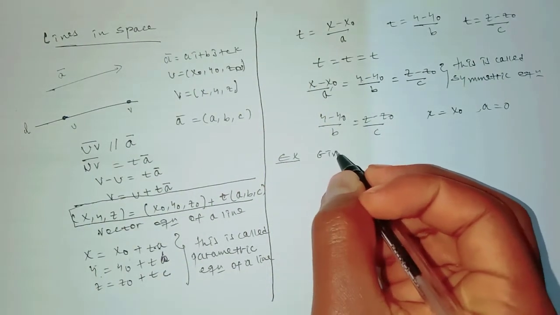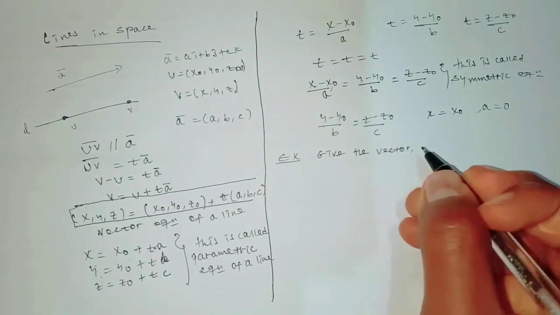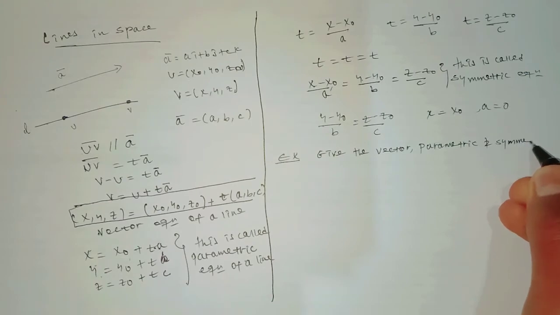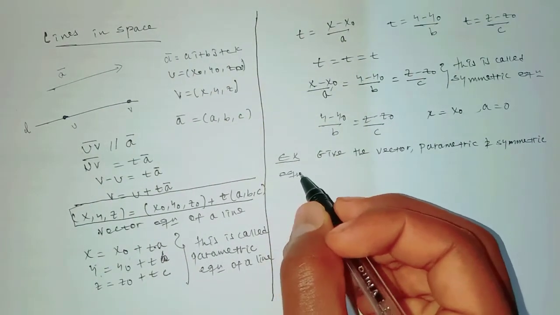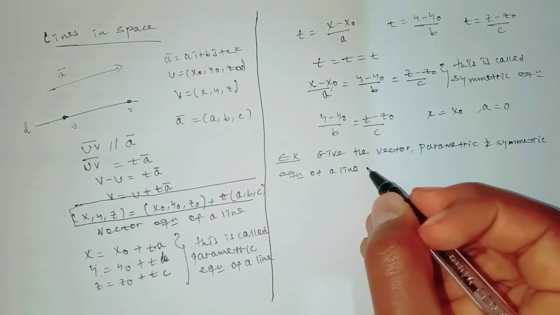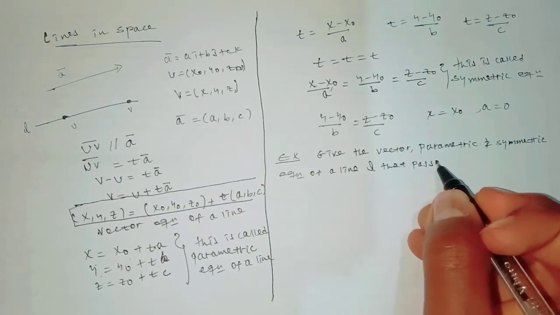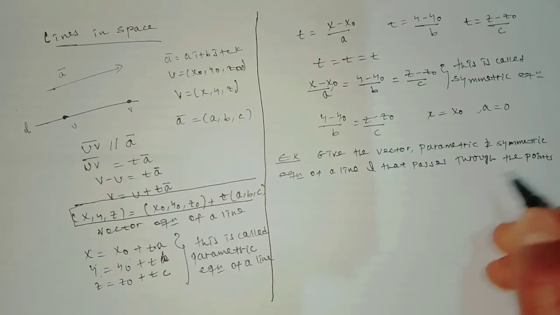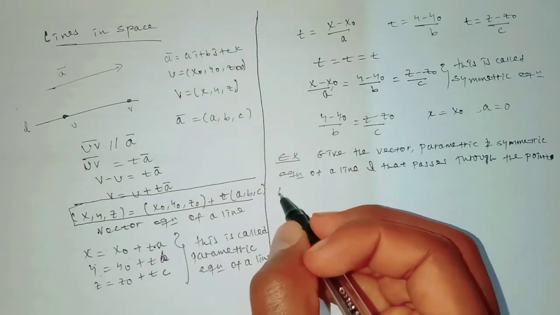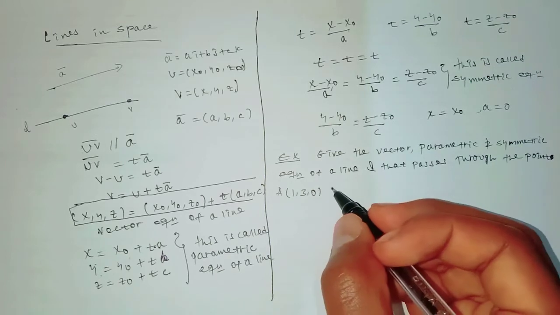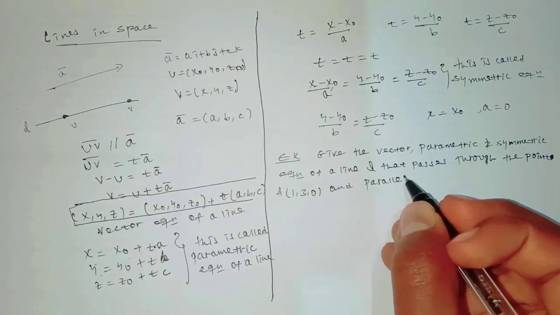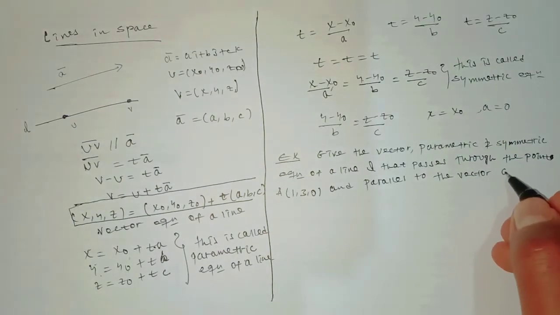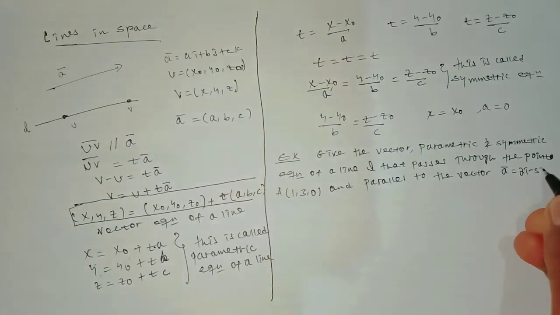Example: give the vector, parametric and symmetric equation of a line L that passes through the point and is parallel to the vector a equal to 2i minus 5j plus 7k.